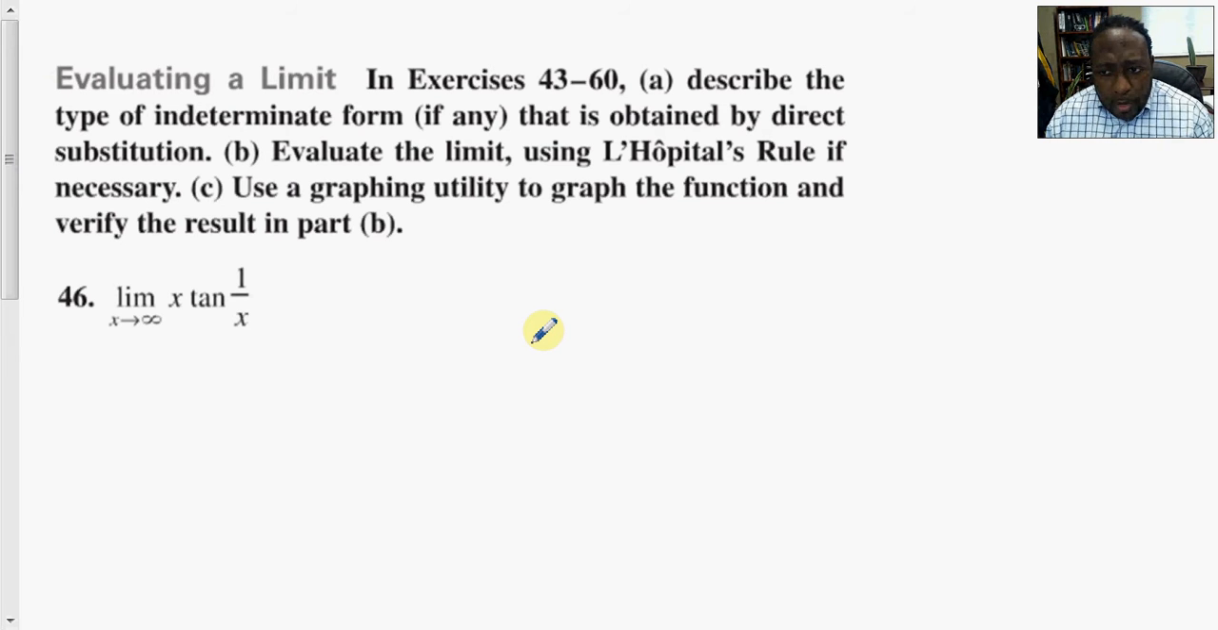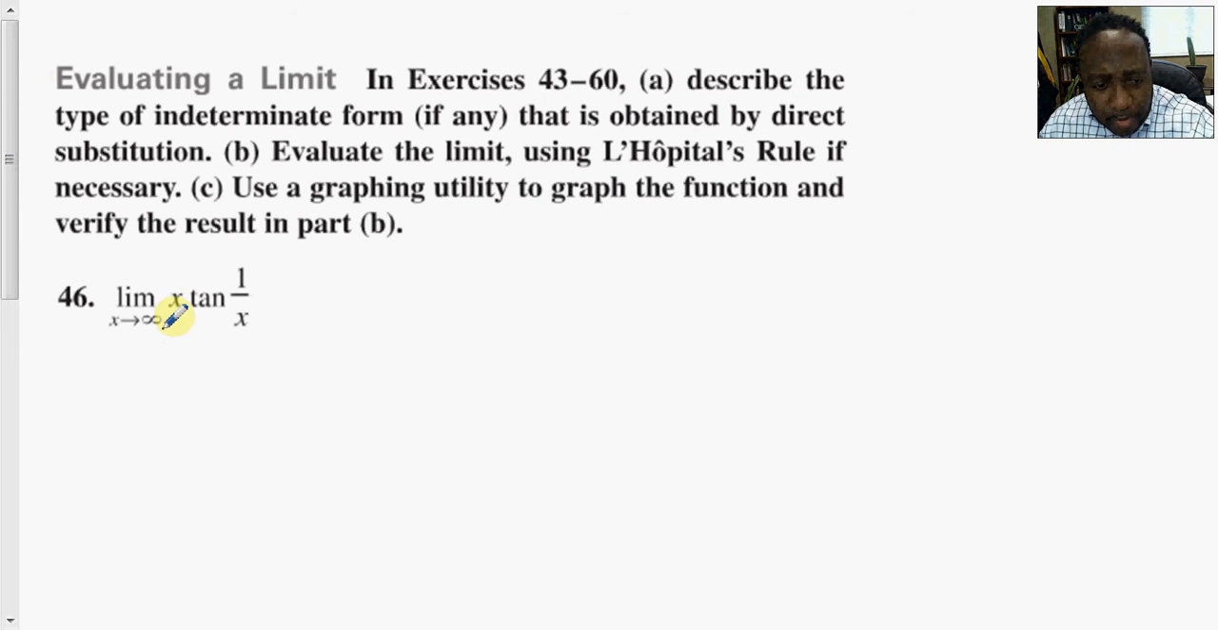Let us use L'Hopital's rule to determine the limit of the following functions. It says you can use a graphing utility. I will not, but we will get the limit. If you have a graphing utility, you're welcome to use that. Let's see.